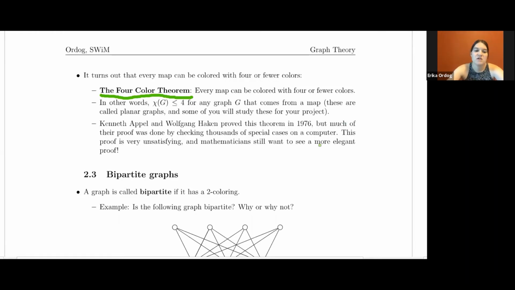So this theorem was actually proven in 1976, but the proof was done by checking thousands of special cases on a computer. So to mathematicians, this is very unsatisfying. Technically it's proven, but no human could ever actually read through the entire proof. That's how long it is. So we would like to see a more elegant proof, and it would be really cool if one of you could come up with that.